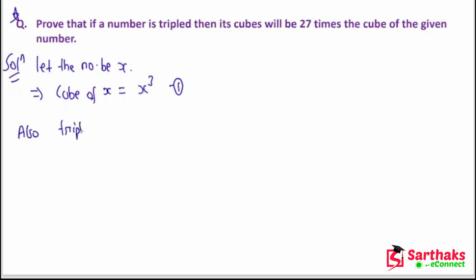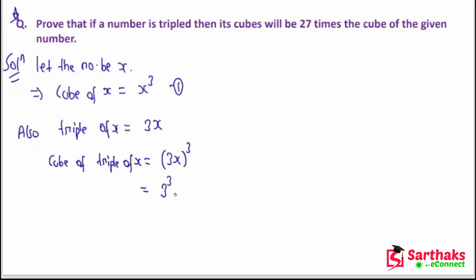If we triple the x, triple of x is what? Actually 3x. So 3x, then its cube will be 27 times this cube. Let us see. And the cube of triple of x is equal to what? 3x whole cube. Now using powers and exponents, that would be 3 cube into x cube. The power would get distributed to them, which is 27 x cube.